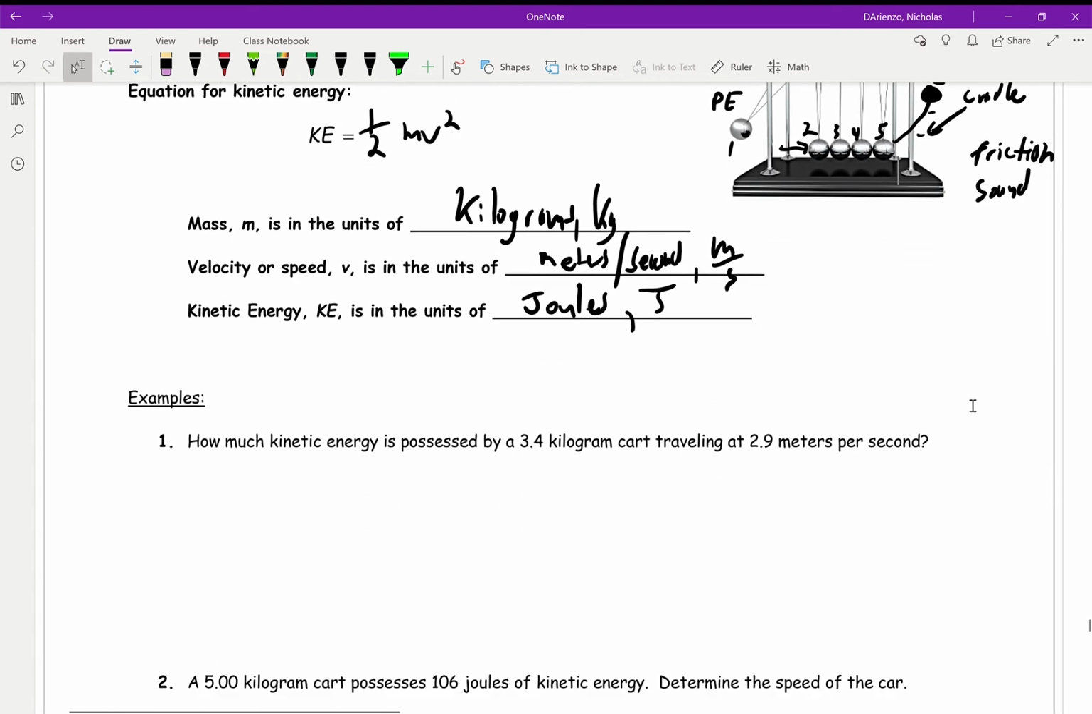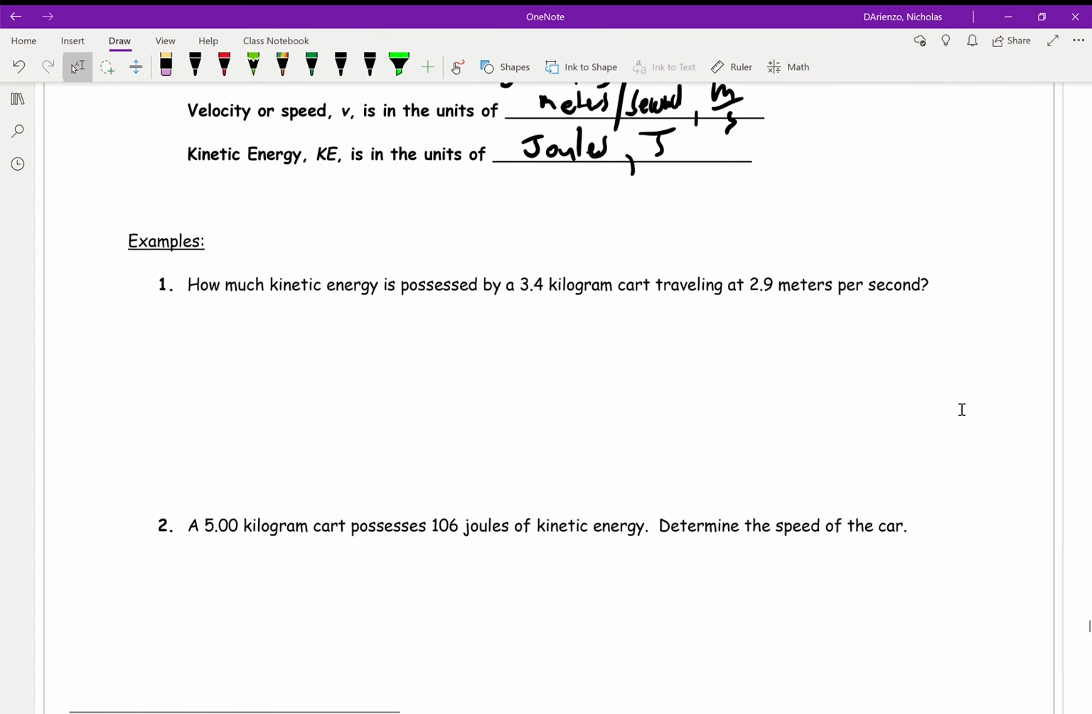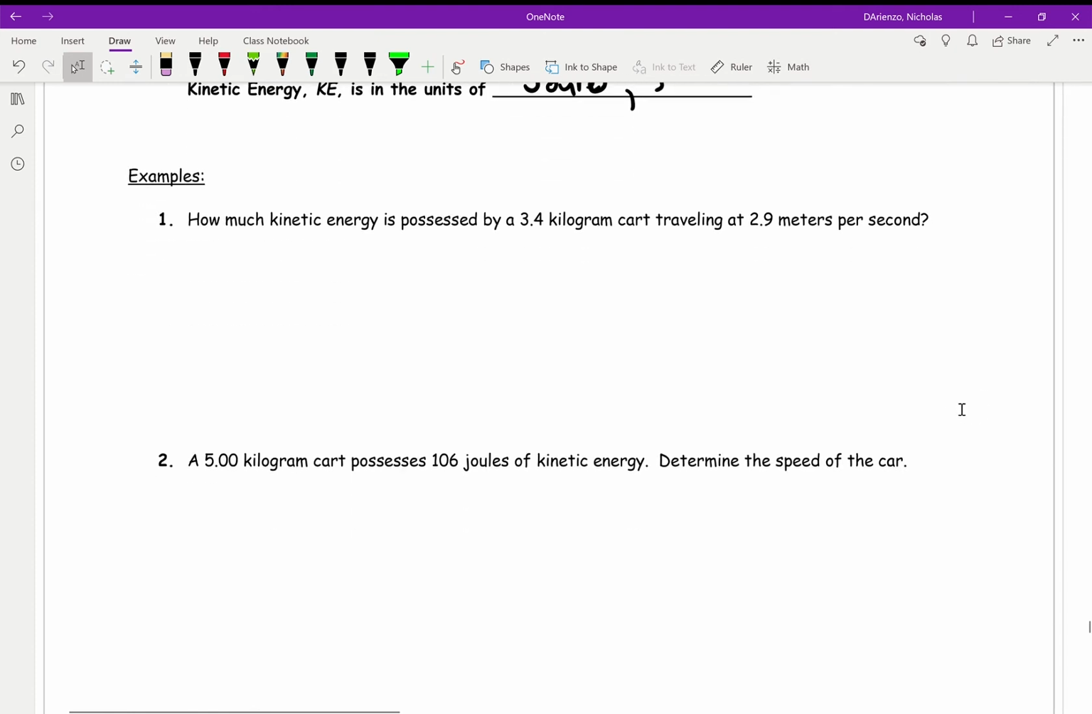I'm going to do a couple examples here with you guys. And I'll leave the third one here for us to do in class. So first one, how much kinetic energy is possessed by a 3.4 kilogram cart traveling at 2.9 meters per second? Now, just to make note here, the question asks for kinetic energy. So we want to direct our thoughts, initially at least, to 1/2 mv squared.